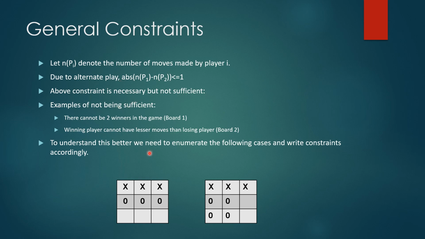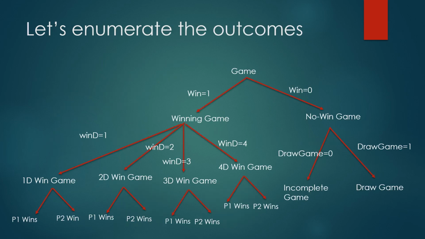To generate sufficient conditions, we have to enumerate the different possible outcomes of the game and then write constraints based on the outcome of the game. We'll see that in the next slide. Let's now enumerate the outcomes of the game. To write the constraints, we first have to see what the outcomes of the game are.